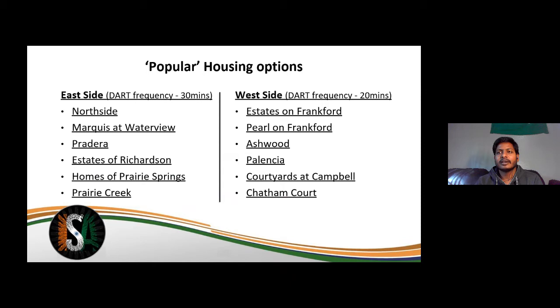Northside is the community that is within walking distance of UTD. On the west side, there are Estates on Frankford, Parlon, Frankford, Asbord, Palencia, Courtyard at Kemper, and Chatham Court. The bus frequency there is 20 minutes, and Walmart is also nearby on the west side. So if you live in a west side community, Walmart and Target are nearby, but on the east side, Tom Thumb is there where you can get your groceries and essential things. So there is only one major difference, which is the bus frequency. On the east side it's 30 minutes and on the west side it's 20 minutes.